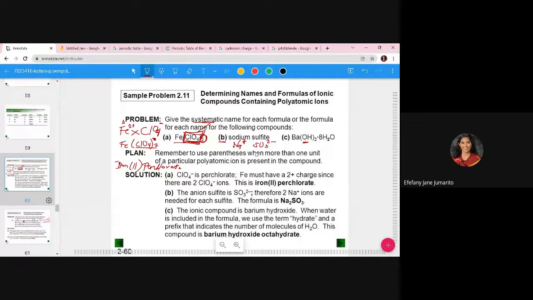2 minus. Okay, cross multiply. Sodium, then parenthesis, since there are many polyatomic ions, so you don't get confused, especially SO3. Since there is no subscript here, we can delete the parenthesis. So Na2SO3, sodium sulfite. Okay. What about letter C? What is the name of this one?